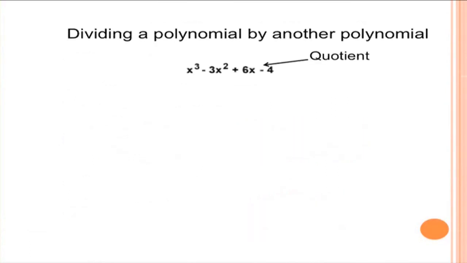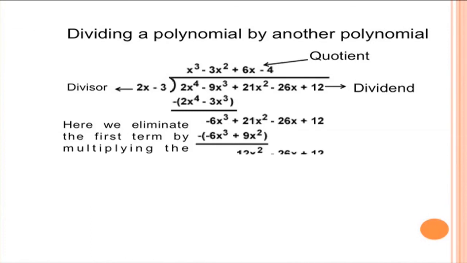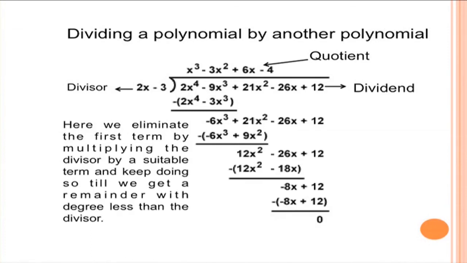While dividing a polynomial by another polynomial, we eliminate the first term by multiplying the divisor by a suitable term and keep doing so till we get a remainder with degree less than the divisor. For example, here the divisor is 2x minus 3 and the dividend is 2x to the power 4 minus 9x cube plus 21x square minus 26x plus 12. First we divide the first term, that is 2x to the power 4, and we get the quotient as x cube. Similarly, we carry on this method till we get a remainder with a degree less than the divisor or a 0.